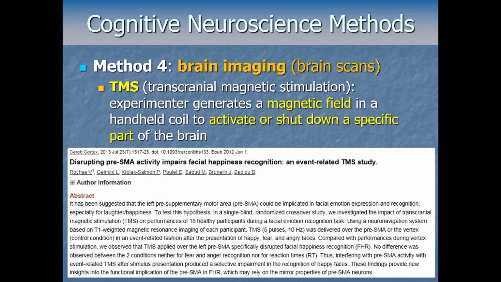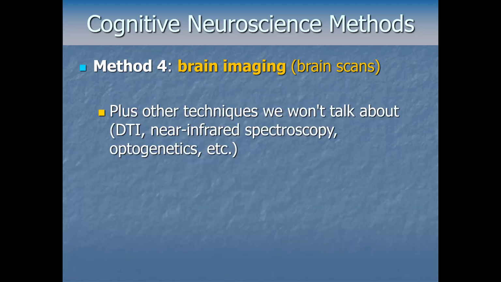Sure enough, disrupting the pre-SMA area made people worse at facial happiness recognition, worse at being able to tell when someone was laughing or happy, though it didn't affect fear or anger recognition, nor their reaction times. So basically, past research using brain scans has shown this area was active when people did an emotion recognition task, especially for happy faces. And now in this additional study, they've shut down that area and people can no longer recognize happy faces. Together, that gives us pretty strong evidence that this area is an important contributor to processing positive emotion on people's faces.